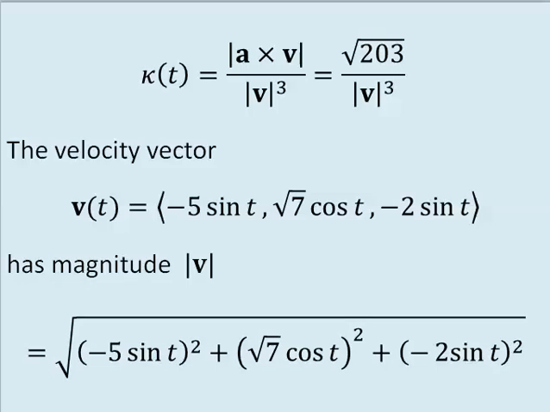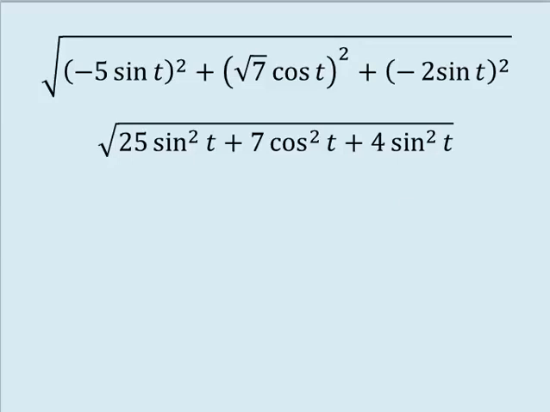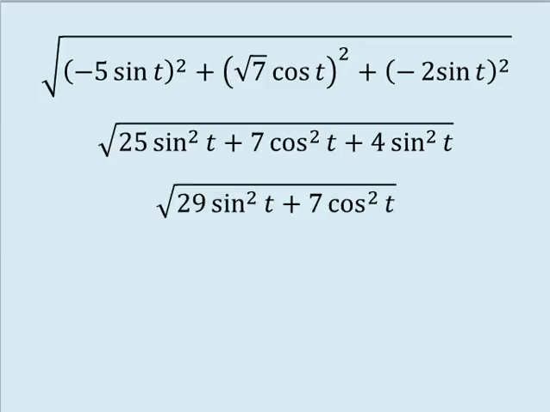The magnitude of V is the square root of the sum of the squares of the components. When I square the components and combine like terms, I get this.